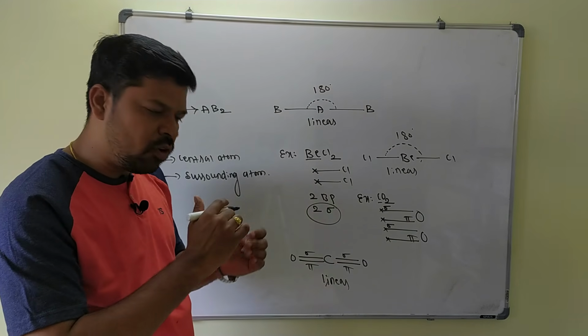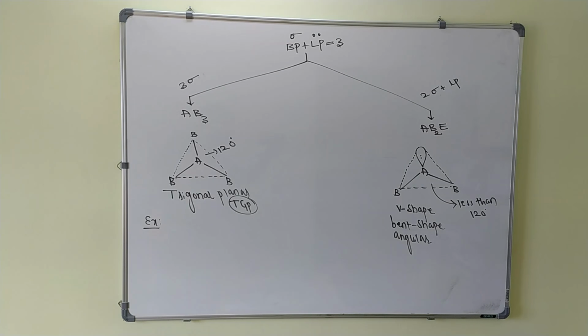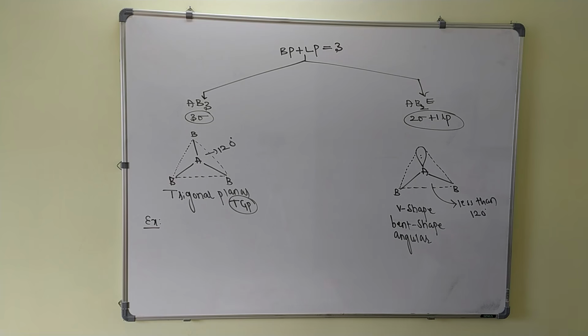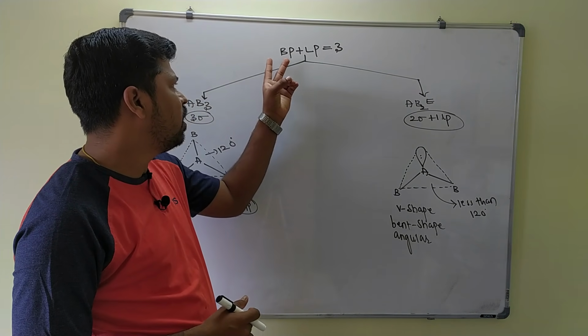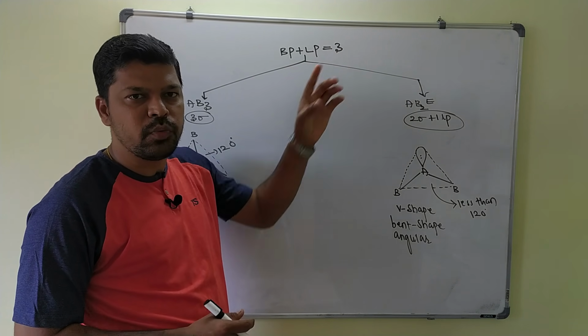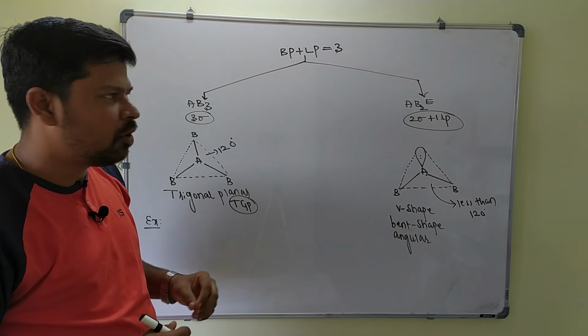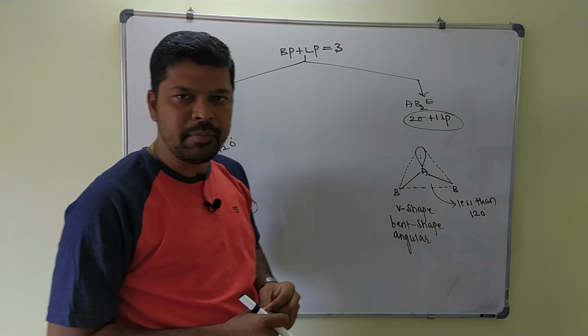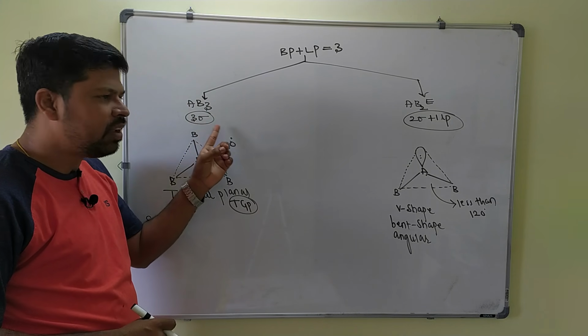Okay, next we will go for the AB3 type of molecule. Now the next type of molecule is, if the total number of bond pairs and lone pairs of electrons is equal to 3, then there are 2 possibilities: AB3 type of molecule and AB2A type of molecule. In an AB3 type of molecule, this molecule has 3 sigma bonds.